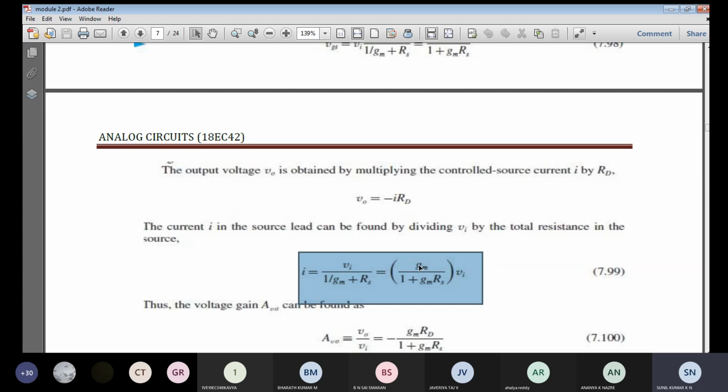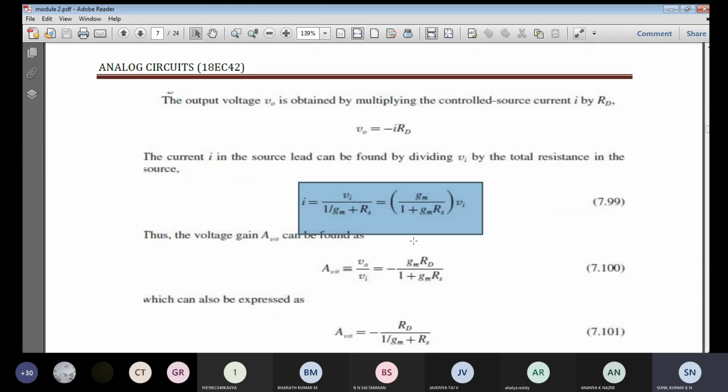Normal transconductance divided by 1 plus Gm into Rs: forget about the 1 here, and consider Gm into Rs. Whatever the value of resistance is, multiply with this, and you will have a denominator term. So it is going to reduce the normal transconductance Gm. Taking Gm divided by Gm into Rs, Gm gets cancelled and it equals 1 by Rs. So whatever the resistance is, the transconductance value is going to be the inverse, 1 over Rs, when you have a resistance in series. Are you following?